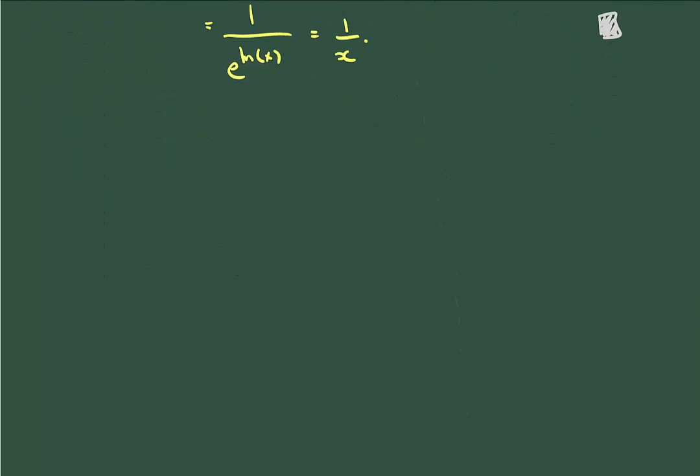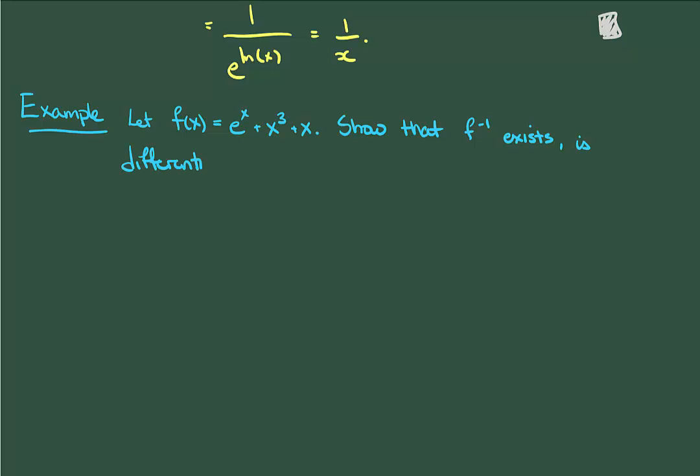Now in that example, we knew what the inverse was. Let's look at something a little bit tougher. Here's a function f. Let's show that its inverse exists, is differentiable, and let's find the derivative of the inverse at the point 1. Now this function has been specifically chosen because you cannot find a nice closed form expression for its inverse, so we have no choice but to use the theorem above.